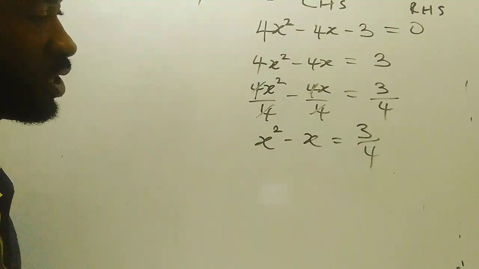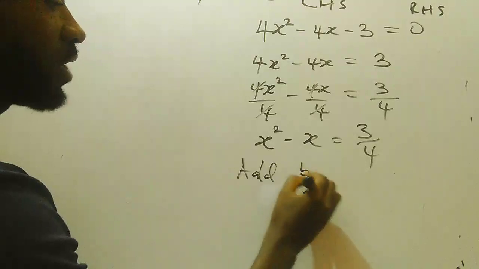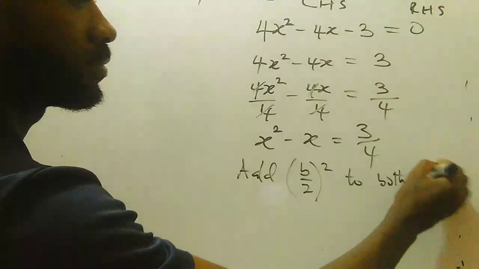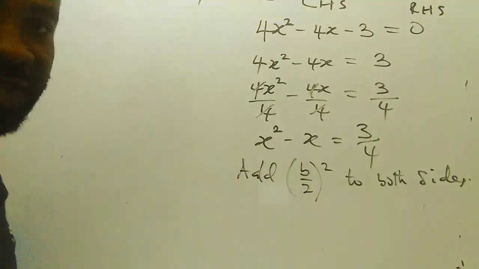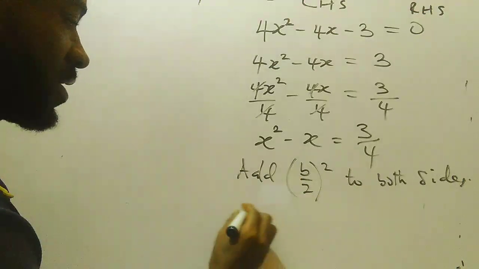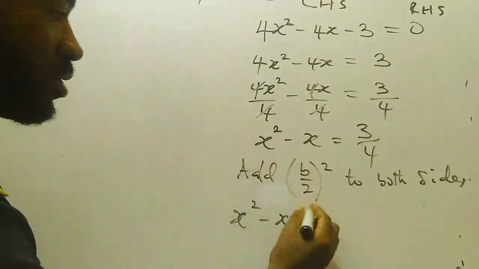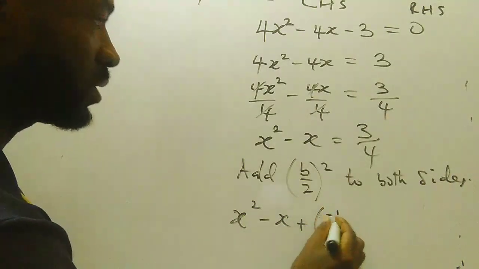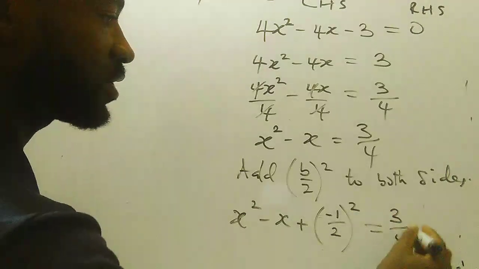Our step 3 will be that we are going to add b over 2 all squared to both sides. Okay? So our b in this case is the coefficient of the second term. The coefficient of x here is 1. So that is our b. So that is, I'm going to have x squared minus x. Our b, coefficient of x, which is minus 1. Okay? So we are adding it to both sides. So we're having minus 1 divided by 2 all squared. So this is what we are adding to both sides of the equation.